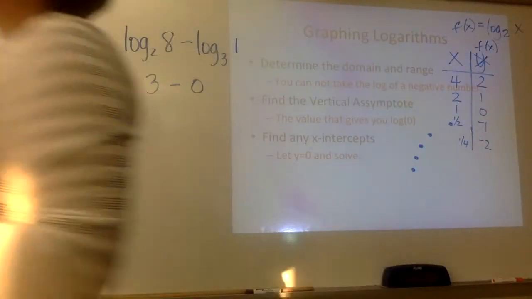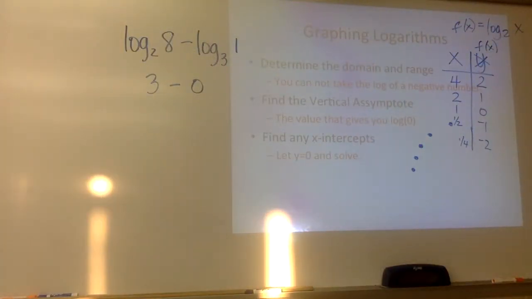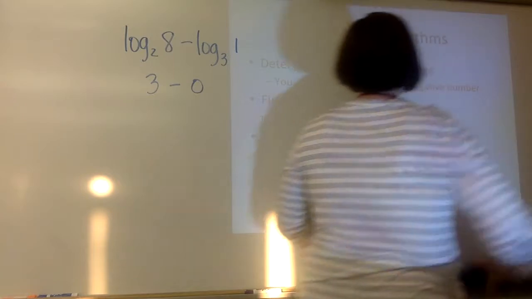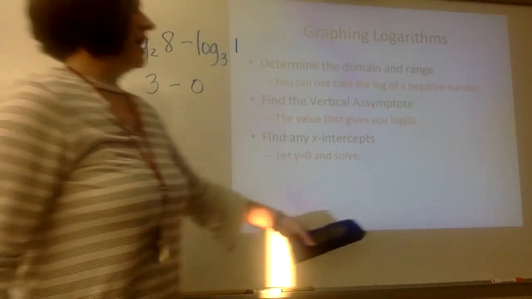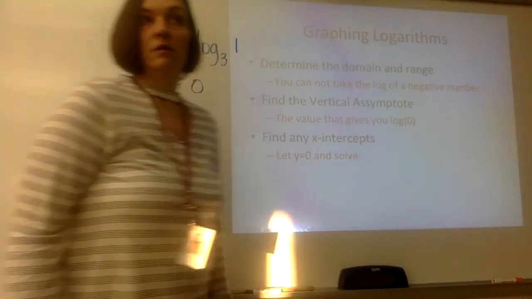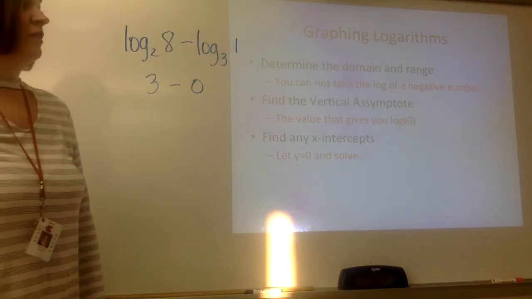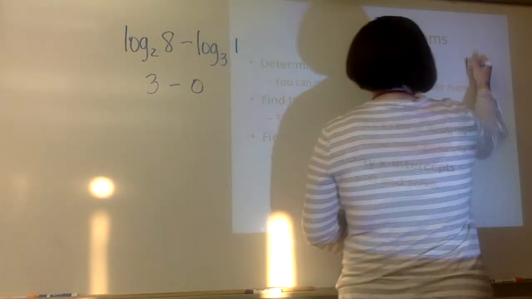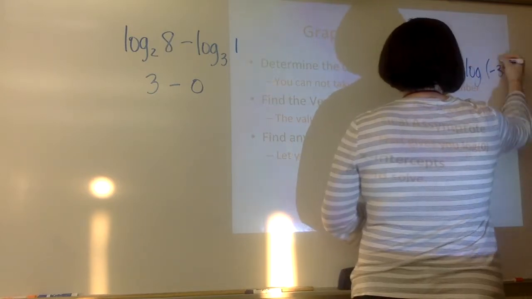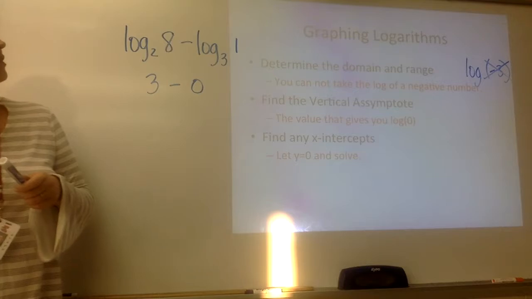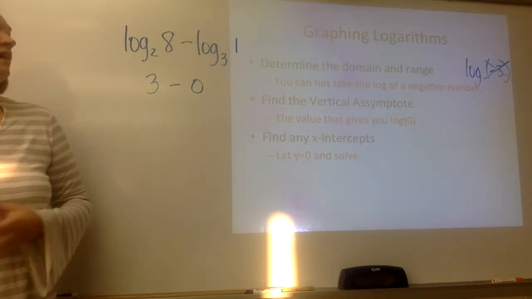Couple rules. As you can see, we're moving down into this section of graphing logarithmic equations. Determine the domain and range. You can't take the log of a negative number. Find the vertical asymptote. For example, if I have log of -3, that can't happen. That's what they mean by that. Find the vertical asymptote and find any x-intercepts.